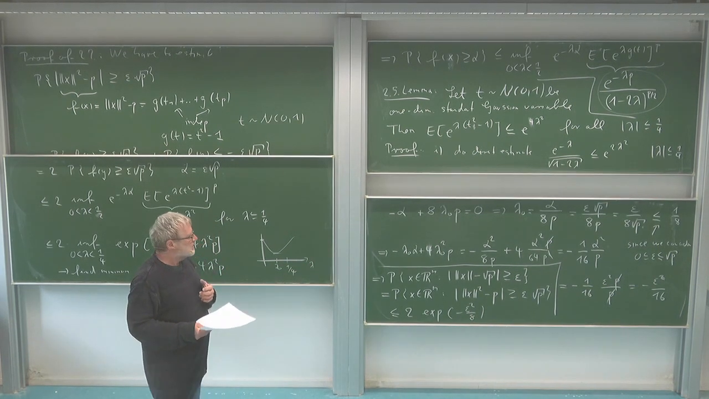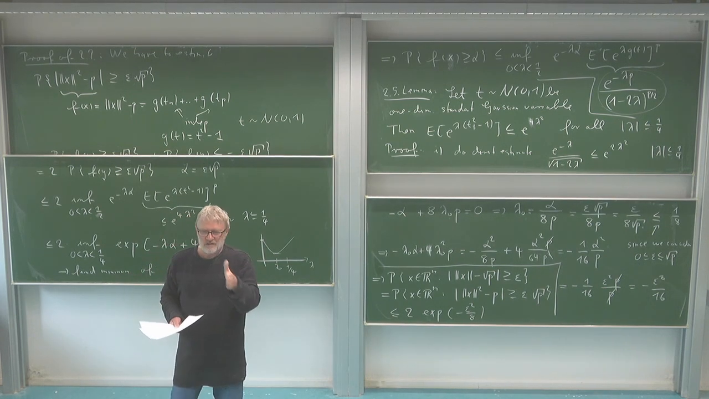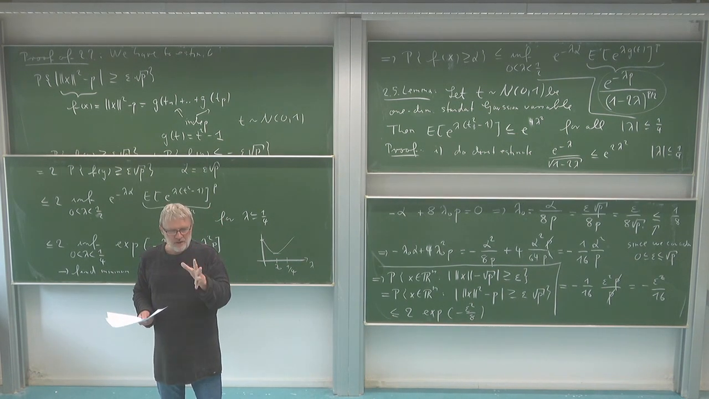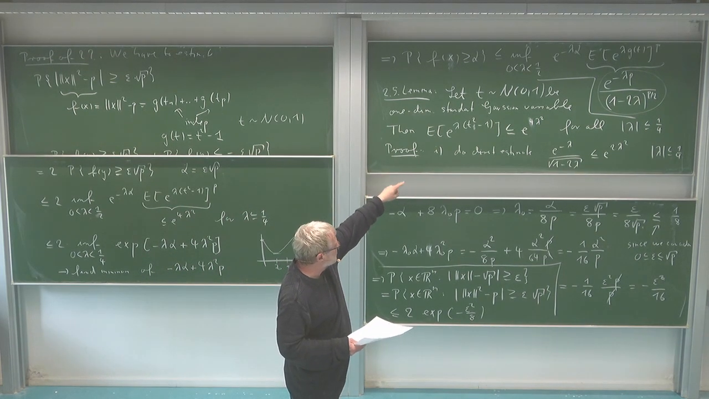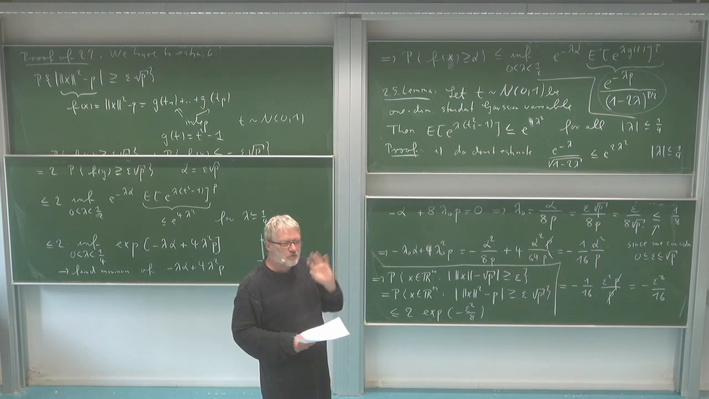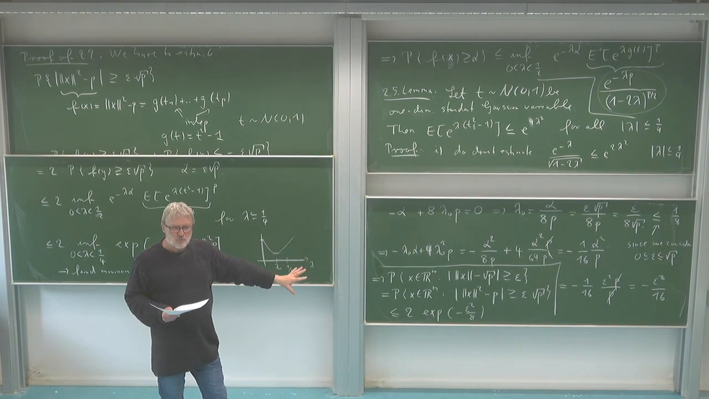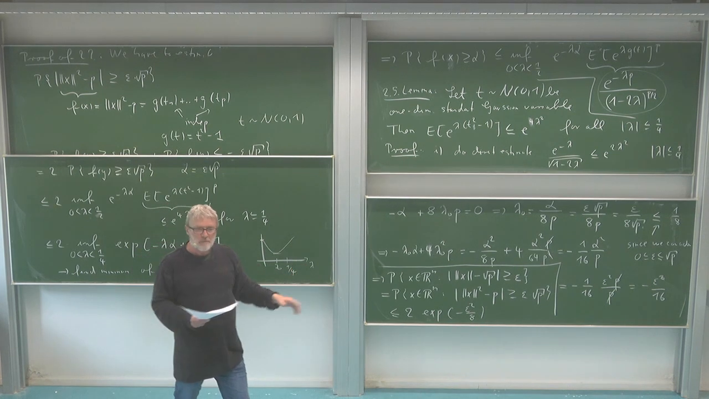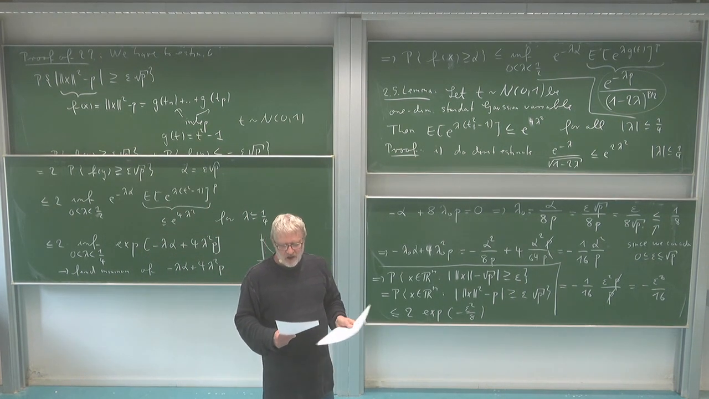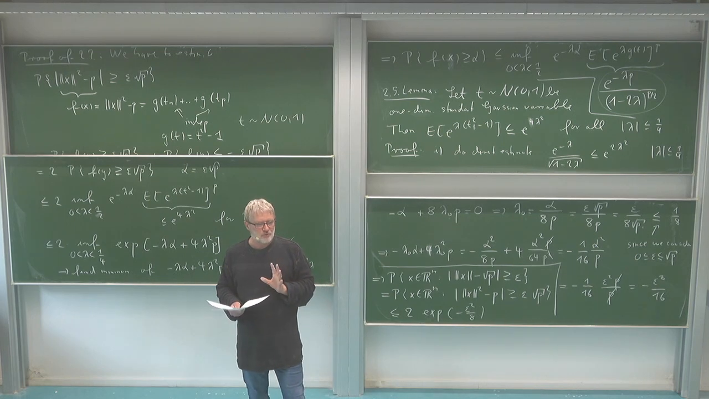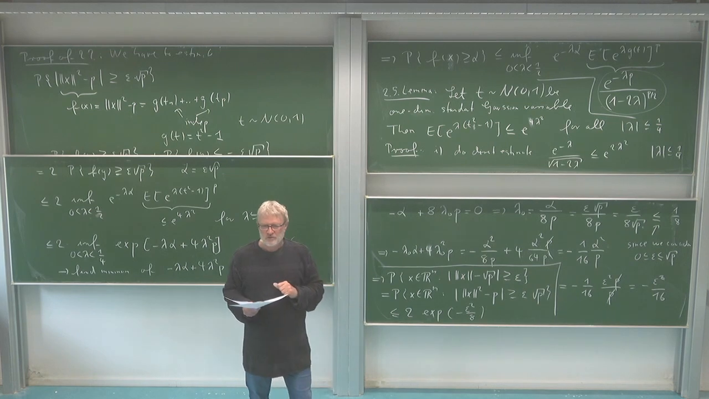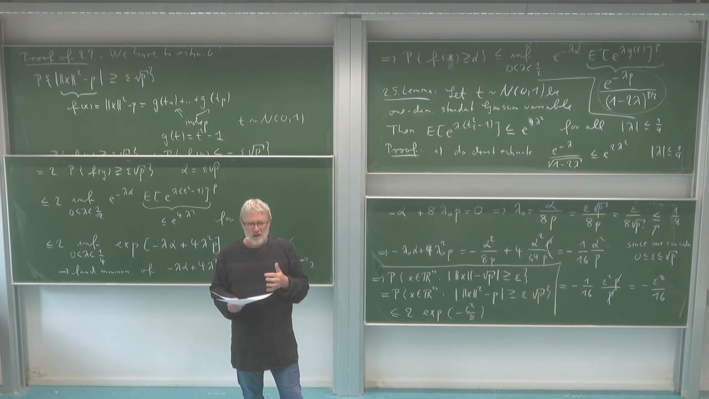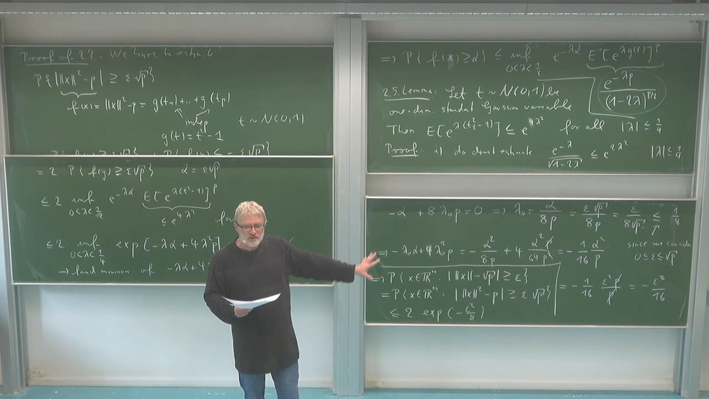So if you have a sum of independent variables, and the variables have a distribution for which the moment generating function behaves like e to the lambda squared, then this works in the same way. Then you have a concentration. Okay, and there are many distributions which have this property, and they are usually called sub-exponential distributions, because they can be compared with this exponential.